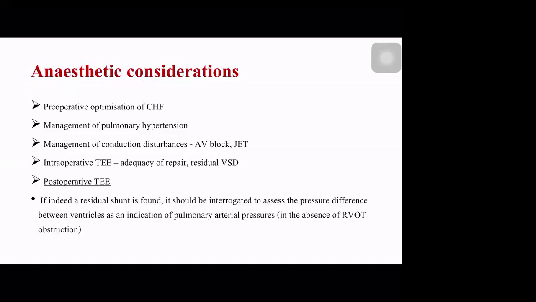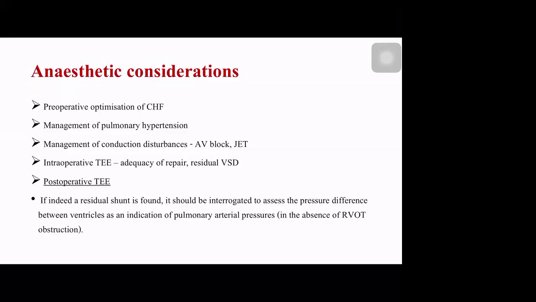In the perioperative period, there are possibilities of conduction disturbances because the conduction system is very close to the location of the VSD, particularly the perimembranous one. So there is a possibility of atrioventricular block. In AV block, AV sequential pacing is desired. There are sometimes episodes of junctional tachycardia, which can be managed according to the guidelines, that is either amiodarone or depending on anesthesia, and sometimes cooling of the child, etc.